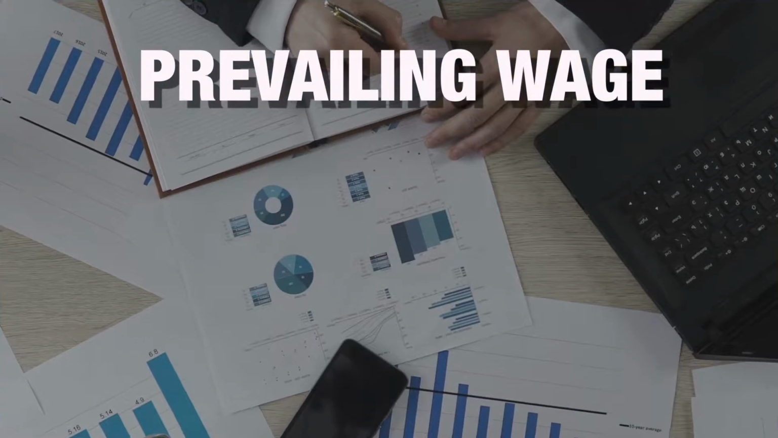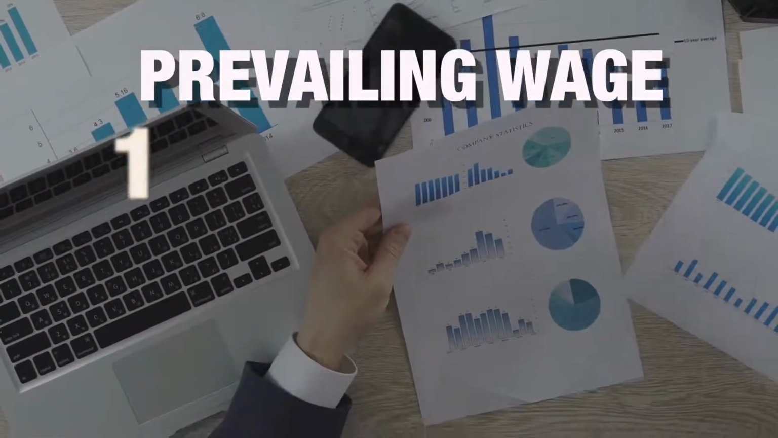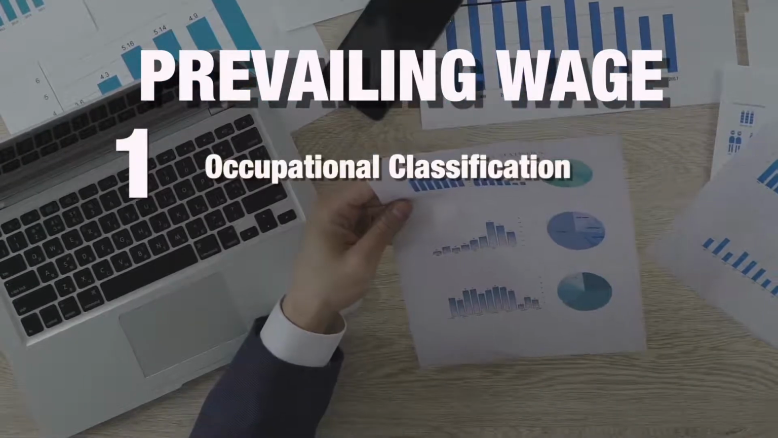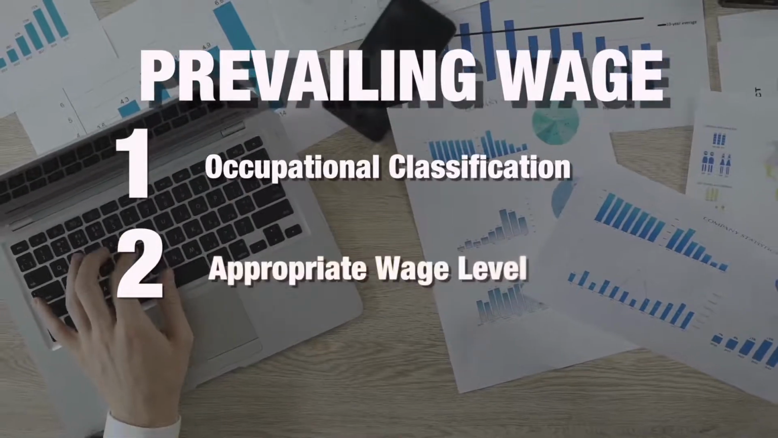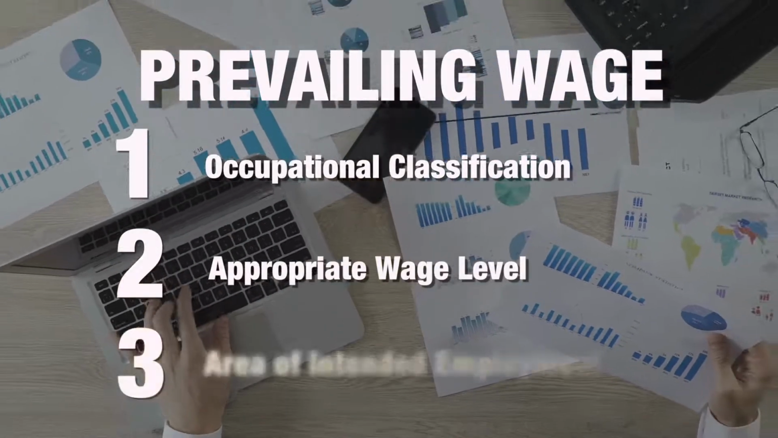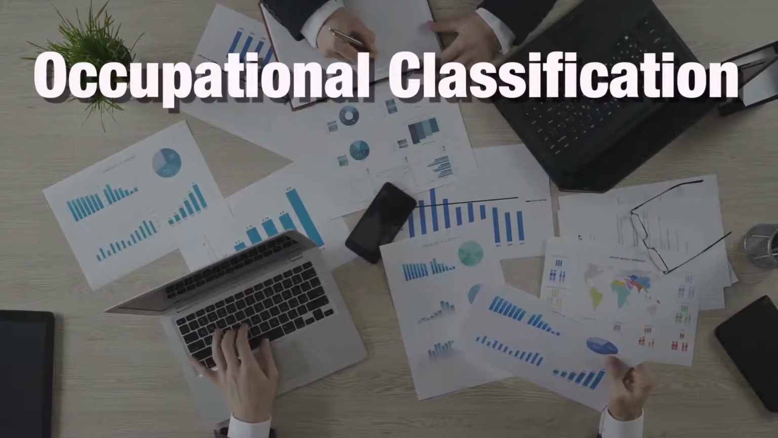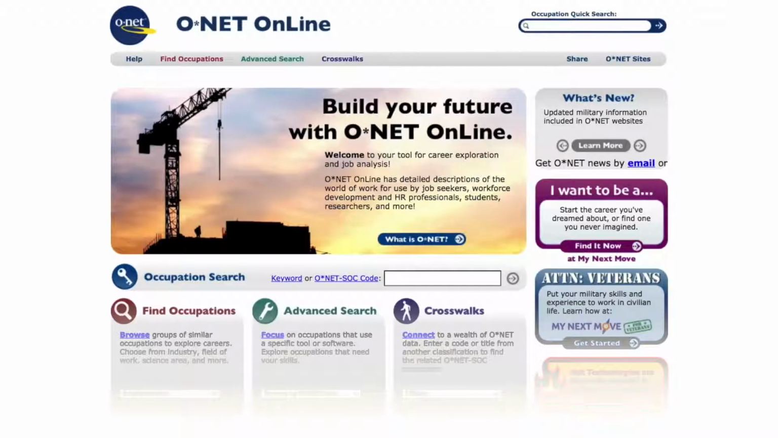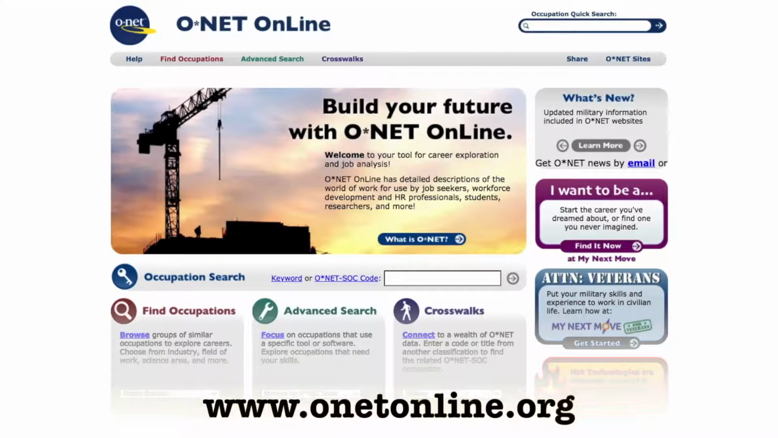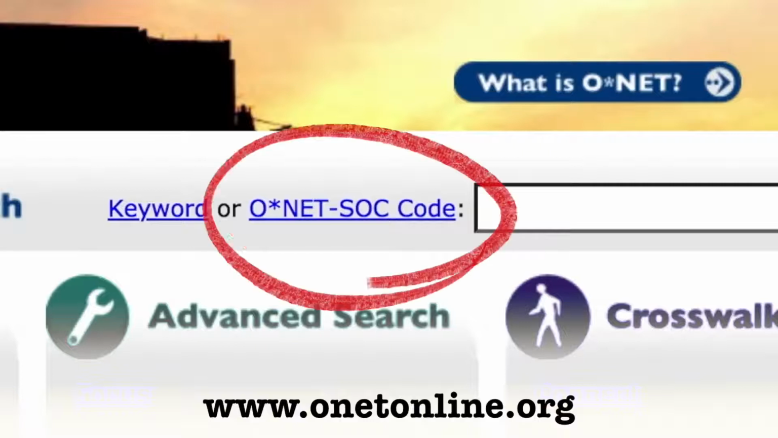Well, in order to do this, the employer must have three key pieces of information. 1. What is the occupational classification for the position being offered? 2. What is the appropriate wage level? And 3. What is the area of intended employment? To determine the most appropriate occupational classification for an offered position, we use the U.S. Department of Labor's Occupational Information Network Online Summary Report, which organizes occupations by Standard Occupational Classification, or SOC codes.